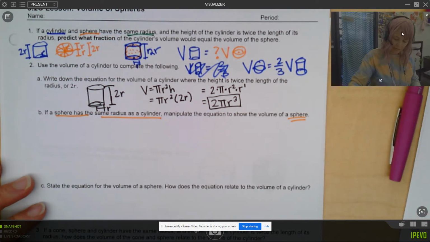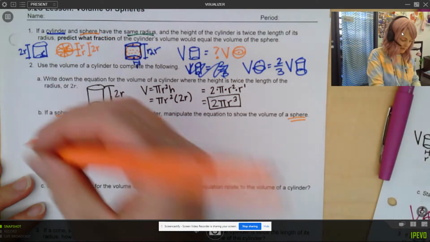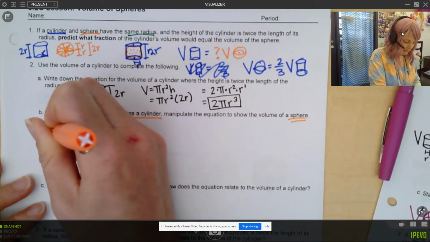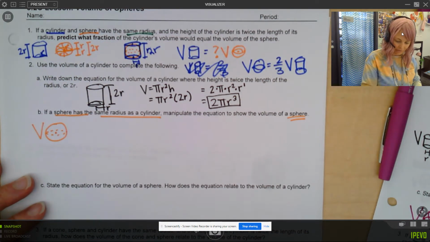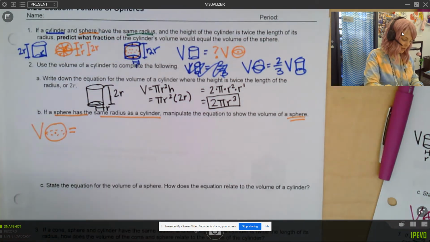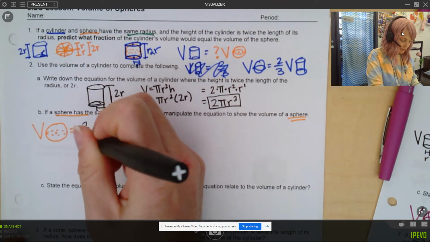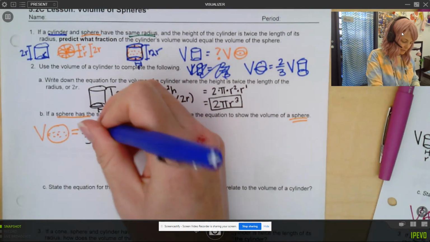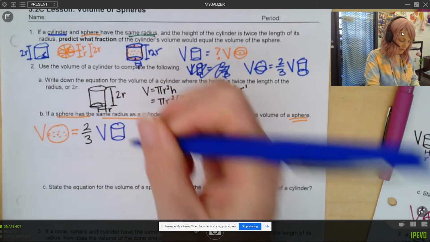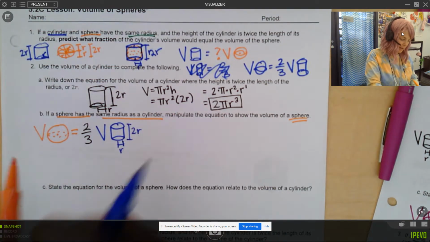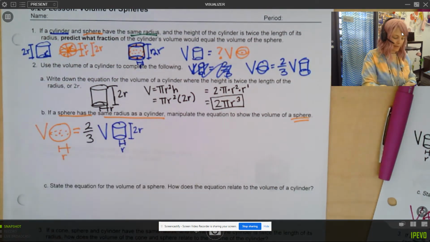Well, we know that the volume of a sphere, gotta make it look three-dimensional as much as I can, is equal to 2/3 the volume of the cylinder if the height is twice the radius and they have equal radii. So let's take a look at that.